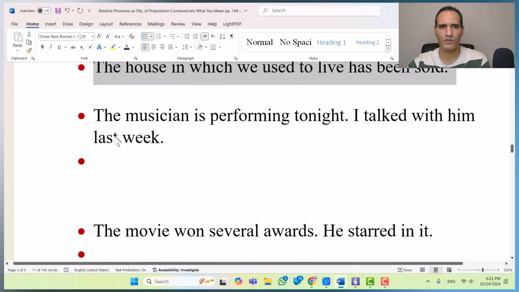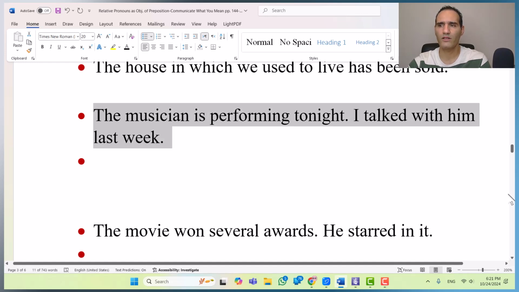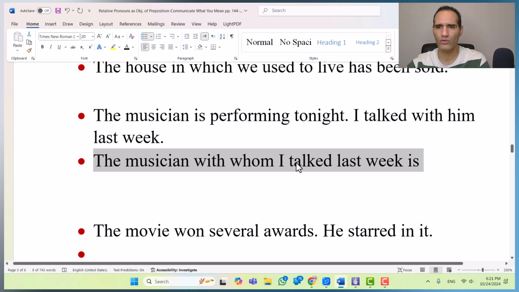Okay, this one. The musician is performing tonight. I talked with him. So it is about the musician. It comes here with him. The musician with whom I talked last week is performing tonight. Look at the answer. The musician with whom I talked last week is performing tonight.